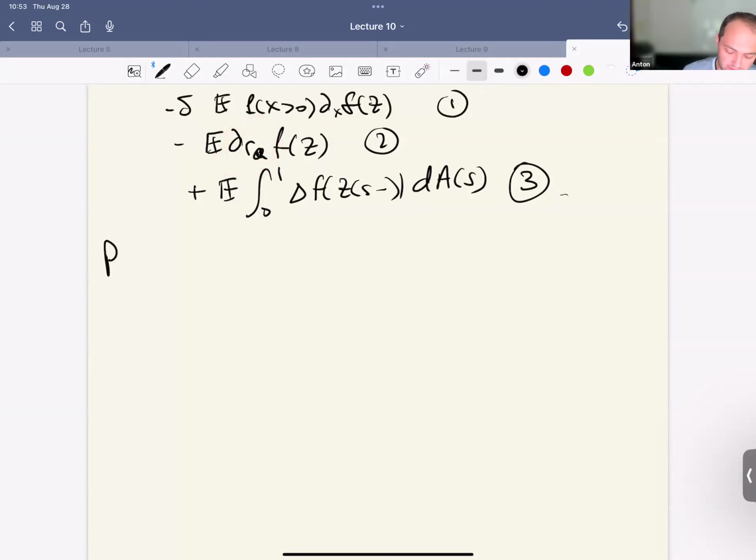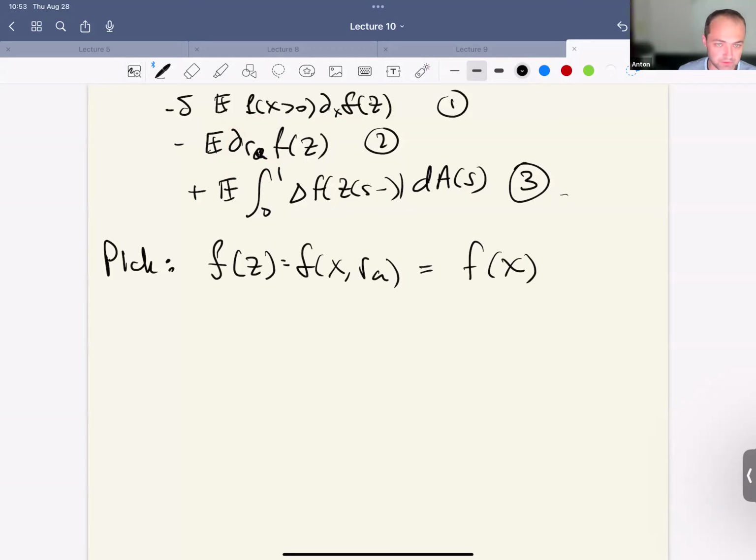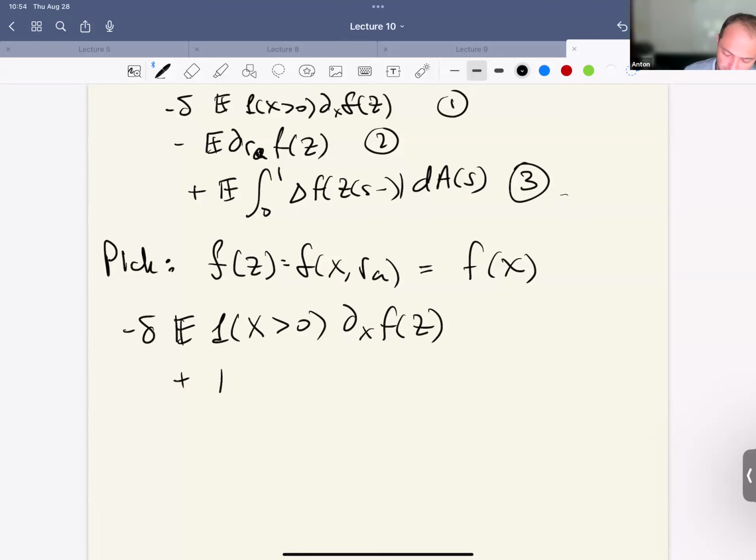So I'm going to pick a function f of z, which is really f of x and the second coordinate, to just be a function of the workload component. And then the BAR simplifies, or so it seems at first glance, really. That's what I should say. To this.